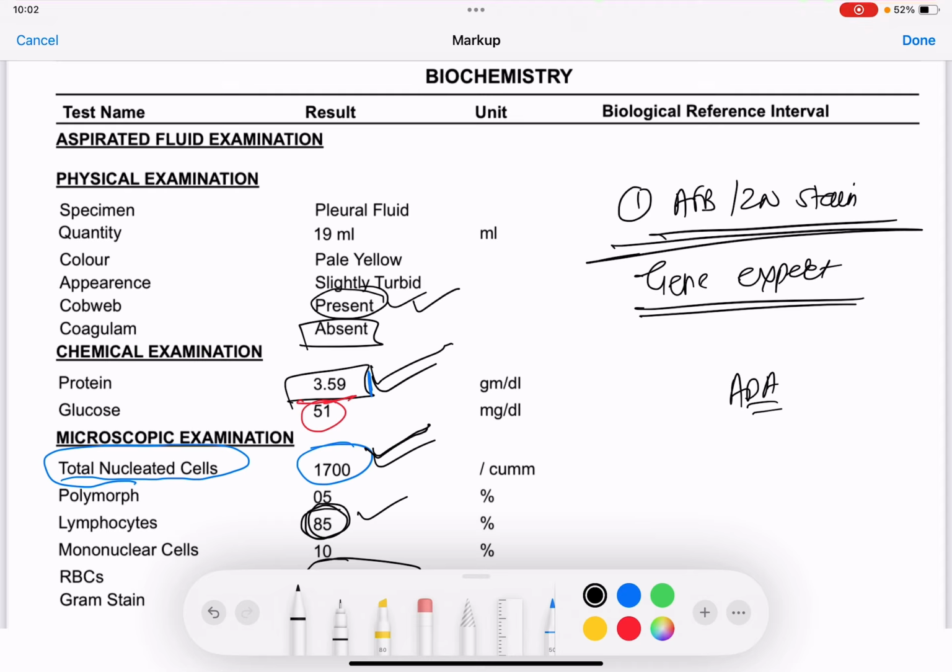But out of these two, if any one is positive, that is more than sufficient to start a patient on anti-tubercular drugs. So for now, this is all, and thank you for kindly listening.